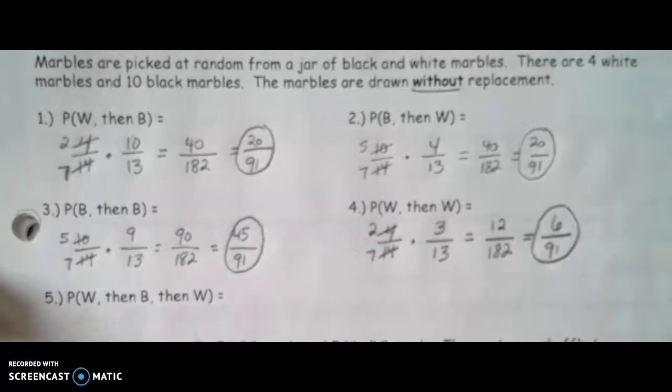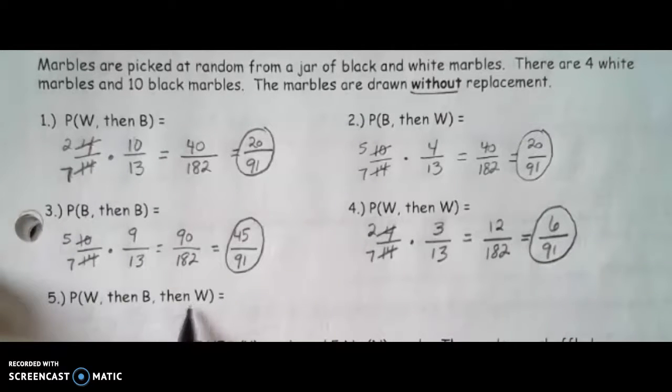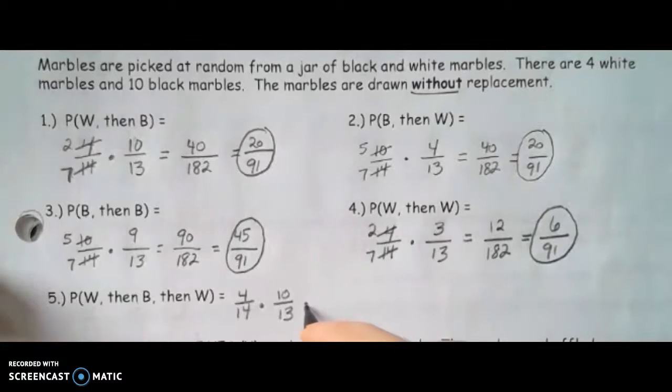In the fifth example, we want a white marble, a black marble, and then another white marble. To get a white marble the first time, that's a 4 out of 14 probability. To get a black marble, that's a 10 out of 13 probability because we didn't replace the first marble. And now to get a white marble on the third try, remember we took one out already the first time, so now there's only 3 left. And there's only 12 marbles left in the jar because we've taken out 2 already.